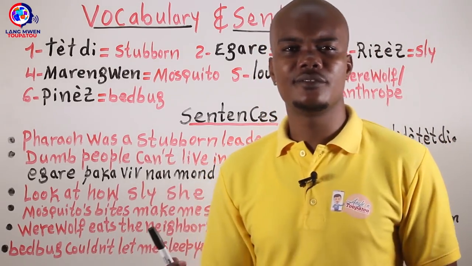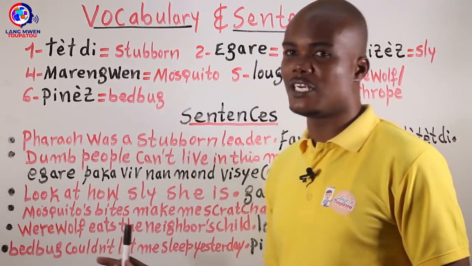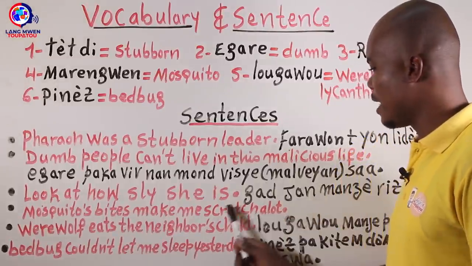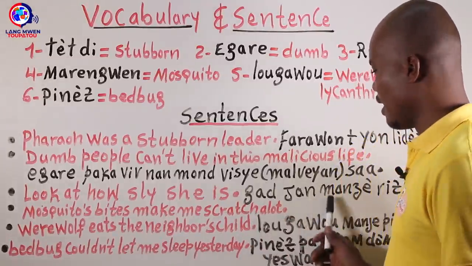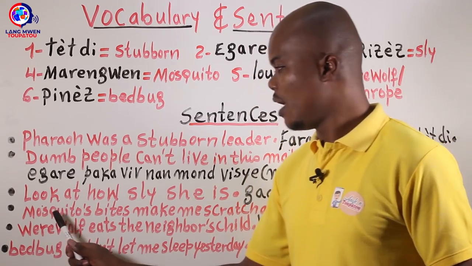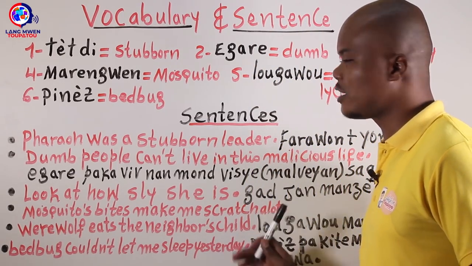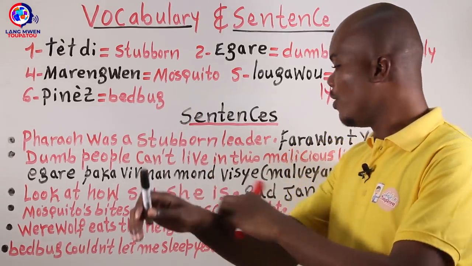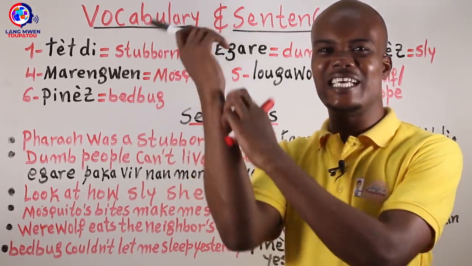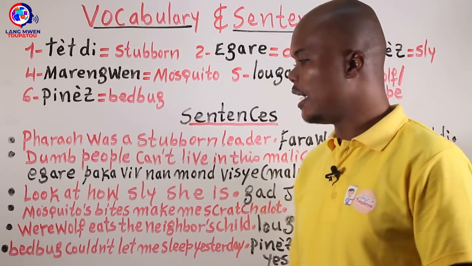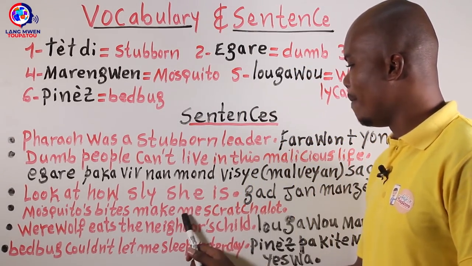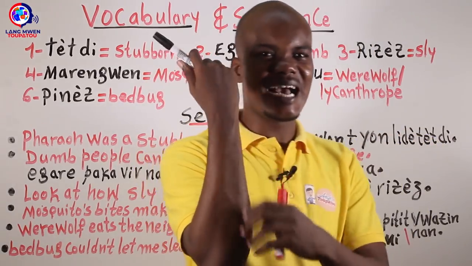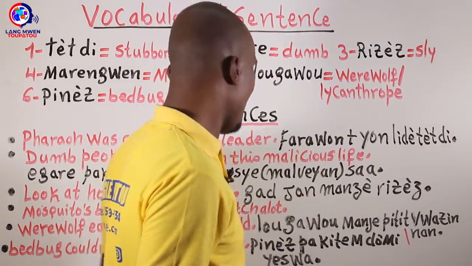Mosquito. For example, mosquito's bites make me scratch a lot. Mosquito's bites make me scratch a lot. They make me scratch. Okay?